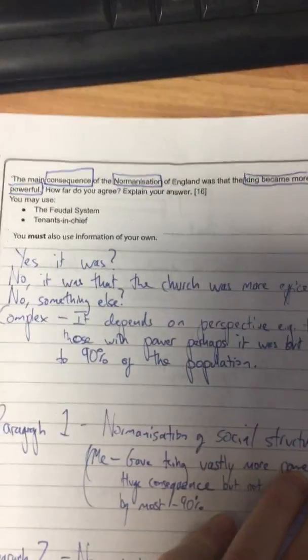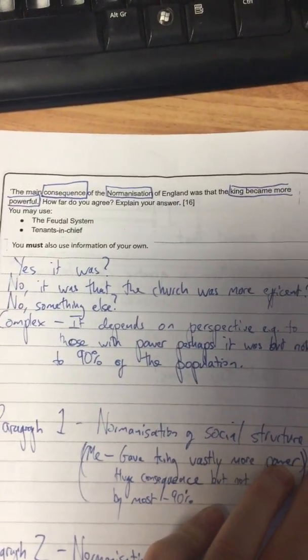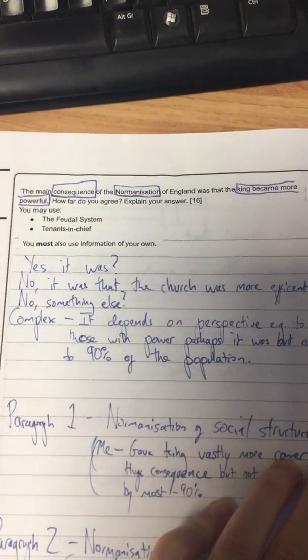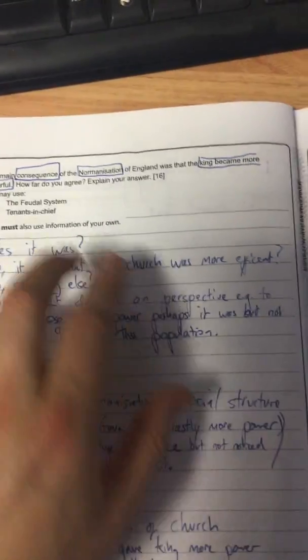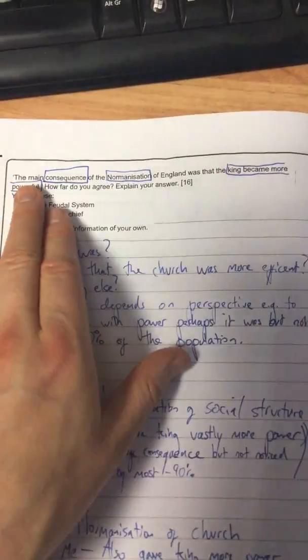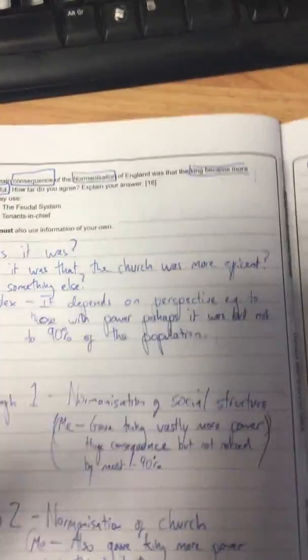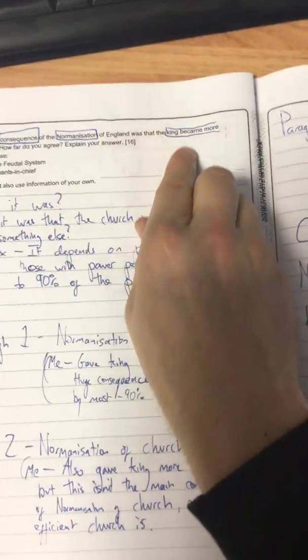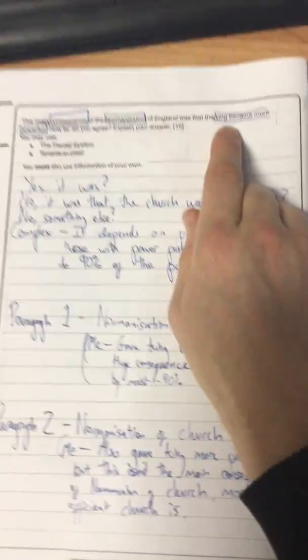On to this one. Right, the main consequence of the Normanisation of England was that the king became more powerful. Key words again: consequence, Normanisation, king became more powerful. Have you tied everything back to whether or not it made the king more powerful?